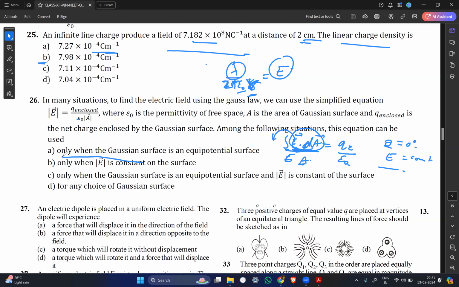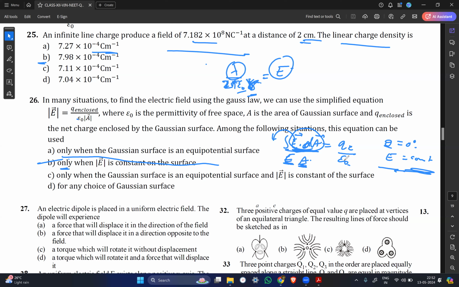When will it happen? Only when the Gaussian surface is an equipotential surface. Equipotential surface means at every point potential is the same. Second, only when E is constant on the surface. So E should be constant. Yes, it is correct: only when the Gaussian surface is an equipotential surface and E is constant.